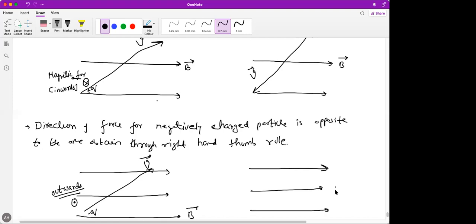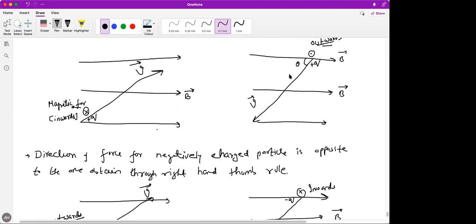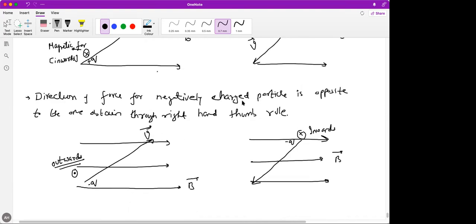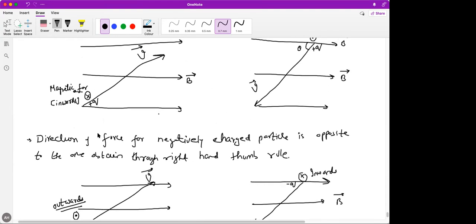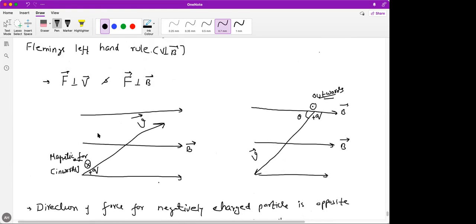In this case, this is the direction of magnetic field. This is again your negatively charged particle. If it is moving in this way, then the right hand thumb rule says the direction should be outwards. But since it's a negatively charged particle, then direction should be inwards. That's it. You can compare from here. Here it is outwards, but here it's inwards. This is inwards, but this is outwards. This is how we get the direction for a negatively charged particle. Just note it down.